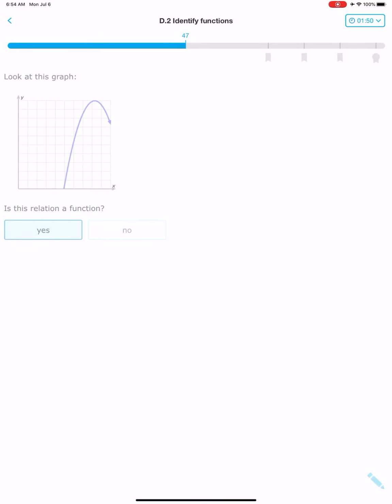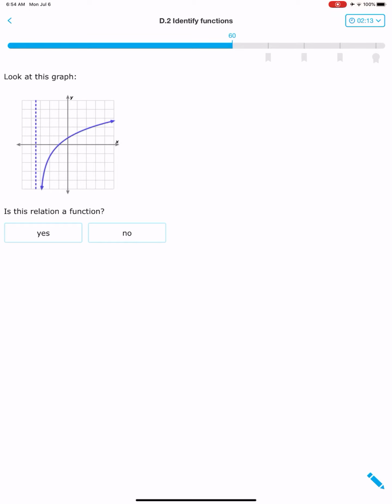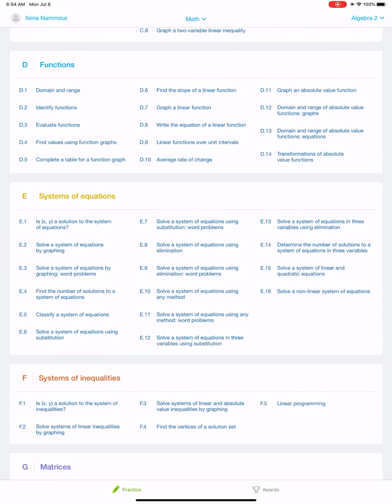Okay, this one is also a function. And now this set, we look at all of our inputs. So 2, 0, -12, 7, 8. They are all different. Therefore, yes, it is a function. Okay? Now, I'm going to move on to D3.